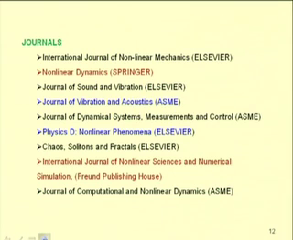We will also take the help of many journal papers, particularly in this field of nonlinear vibration. You can find the journals are very useful. The journals include International Journal of Nonlinear Mechanics by Elsevier, Nonlinear Dynamics by Springer, Journal of Sound and Vibration by Elsevier, Journal of Vibration and Acoustics ASME, Journal of Dynamic Systems, Measurement and Control by ASME, Physica D, Nonlinear Phenomena Elsevier, Chaos, Solitons and Fractals Elsevier, International Journal of Nonlinear Sciences and Numerical Simulation, and Journal of Computational and Nonlinear Dynamics ASME. We will take several case studies from these journal papers and study the nonlinear phenomena associated in these systems.